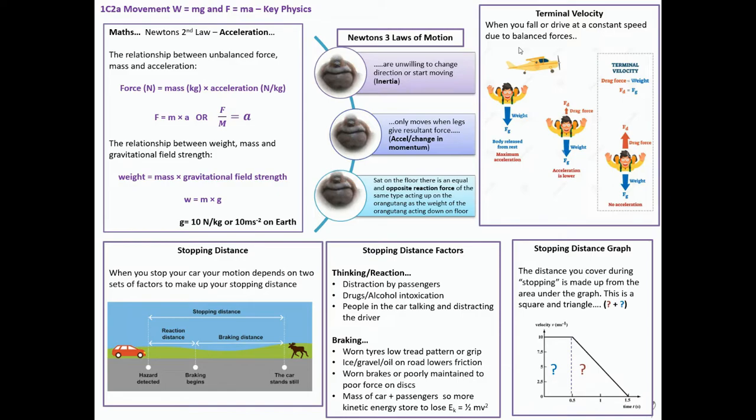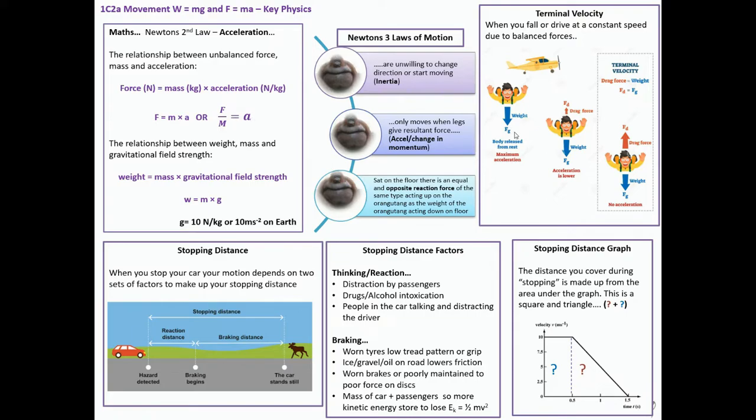Terminal velocity is when you fall or drive at constant speed due to balanced forces. So you get out of the plane, you've got weight, you've got maximum acceleration, and as you go faster, the drag force acts up and gets bigger and bigger, but the weight eventually, the two balance out. Weight doesn't change, but drag gets more. When the drag is at its maximum value, we will fall at a steady speed because there's no resultant force acting, so the acceleration is nothing because F over m is naught.